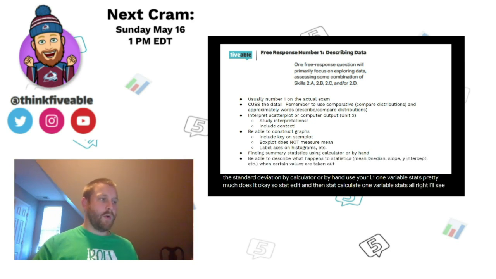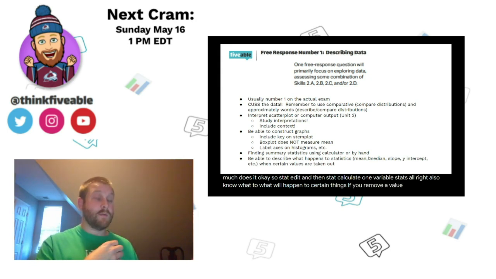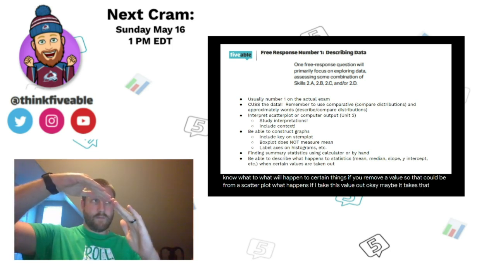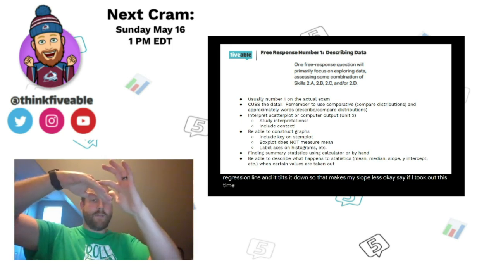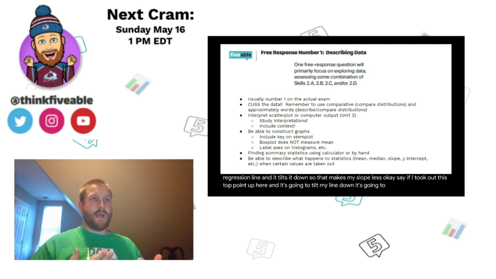All right, also know what will happen to certain things if you remove a value. That could be from a scatter plot. What happens if I take this value out? Maybe it takes that regression line and tilts it down, so that makes my slope less. Say if I took out this top point up here, it's going to tilt my line down, it's going to make my... okay, because your sum that you're adding up is now different.